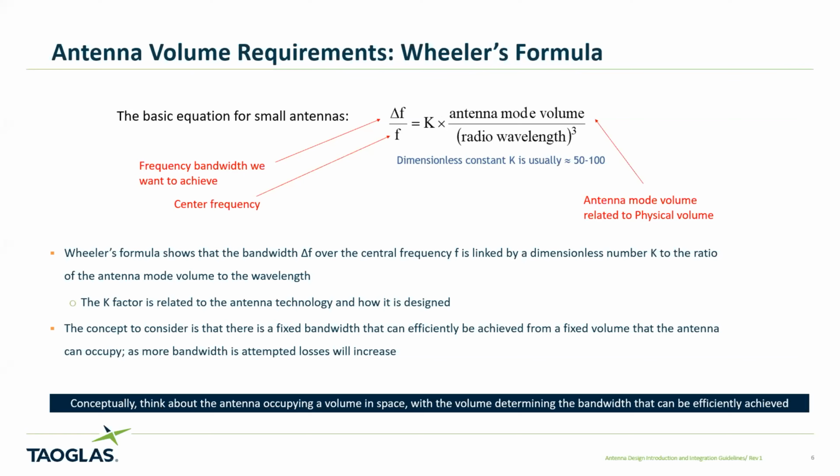Wheeler's formula helps to set an upper limit on what bandwidth you should be able to efficiently achieve at a frequency. It talks not about a physical volume, but an antenna mode volume. Nonetheless, this equation allows us to relate a set frequency and a bandwidth, translate that to an antenna mode volume, and then ideally a physical volume. And it really helps device project teams start to size a device for a specific application.